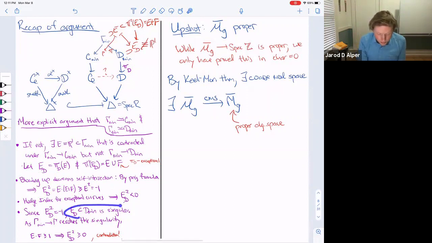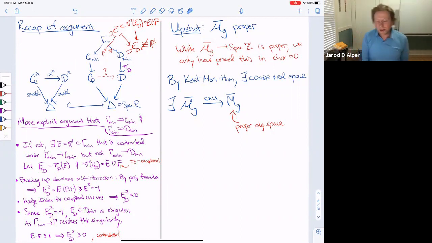That is, this exceptional component is singular. This resolution resolves that singularity, so there must have been some intersection here. And so you actually get a contradiction by looking at the self-intersection. Anyway, that was very quick. Maybe I should not even have tried to give that. I'm sorry. But the important point is what this argument gives us.